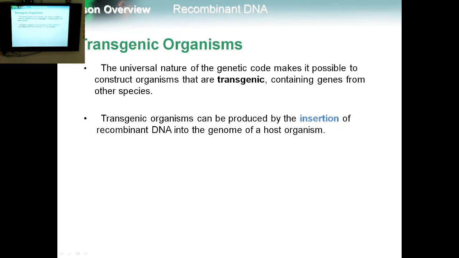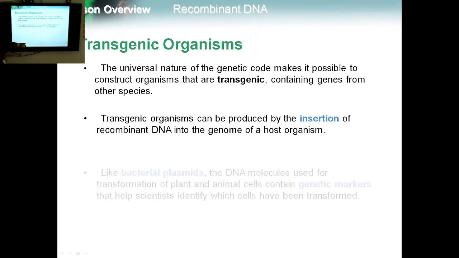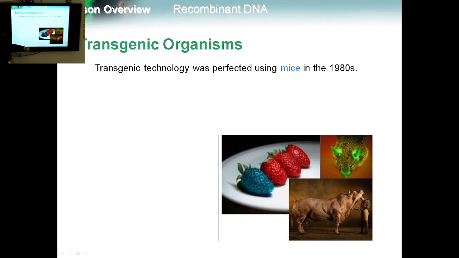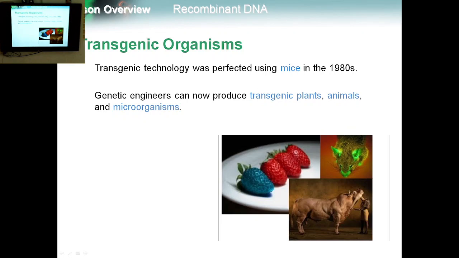A transgenic organism can be produced by the insertion of recombinant DNA into the genome of a host organism, like the bacterial plasmid that we mentioned in the last lecture. So the bacterial plasmid contains a specific gene, and it also contains a specific genetic marker, and that will be inserted in another organism like a plant or animal. Transgenic technology was perfected using mice in the 1980s. So in the beginning, they used it on mice, and genetic engineering can now produce transgenic plants, animals, and even microorganisms. Can you imagine?